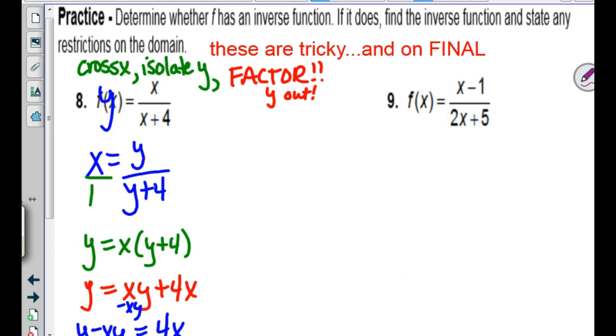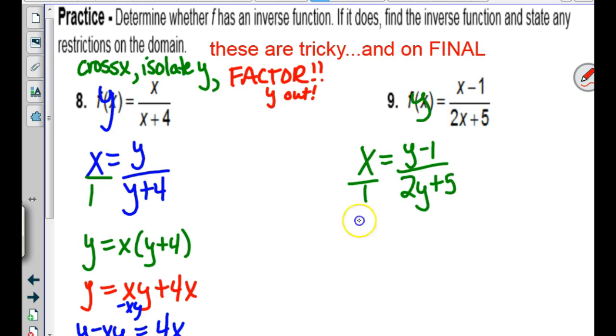All right. So the first step, I didn't write the first step down because the first step is the same for every inverse. It's to do what? Yes. Change this to say x equals y minus 1 over 2y plus 5. Now we're on my list of steps here. First thing I want to do is cross multiply. What is that going to say?